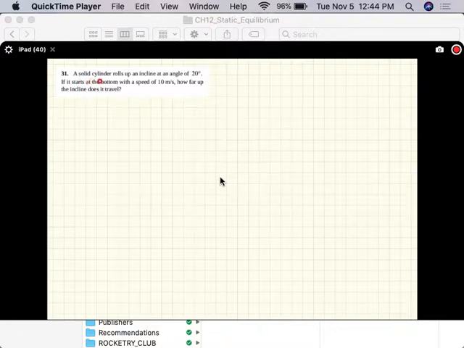This problem says a solid cylinder rolls up an incline at an angle of 20 degrees. If it starts at the bottom with a speed of 10 meters per second, how far up the incline does it travel? Okay.